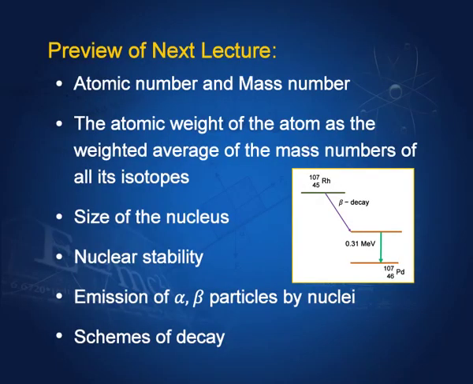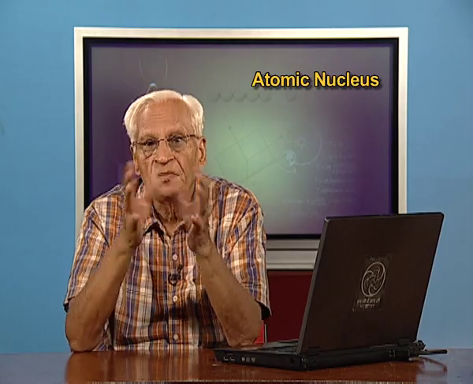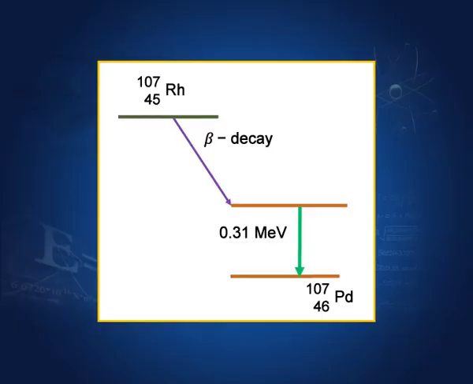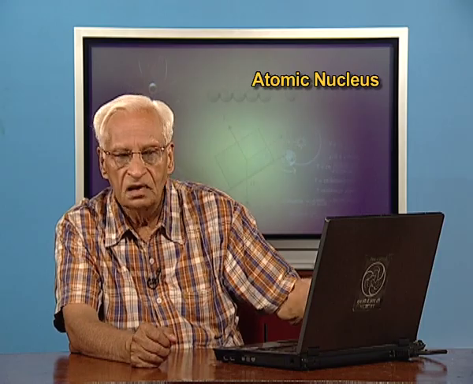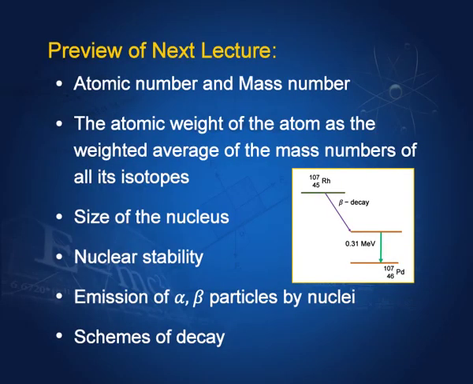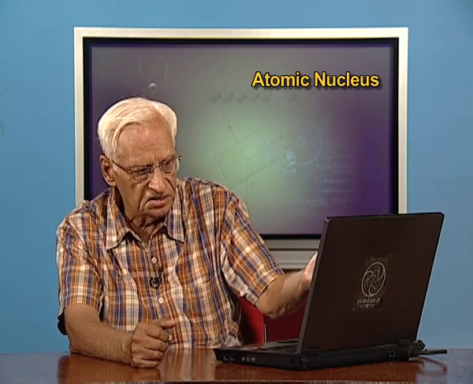In the next lecture, we shall continue with this story, and we shall see how nuclear reactions take place and how the daughter nucleus is left in an excited state from which it comes down to the ground state by emitting a photon, a gamma particle in this case. We shall also study the size of the nucleus, how big the nucleus is, and we shall see nuclear stability. I told you already that if there are a large number of nucleons present, they tend to make the nucleus unstable. So, we shall worry about nuclear stability, and we shall study the emission of alpha and beta particles by the nuclei and the scheme by which nucleons decay.